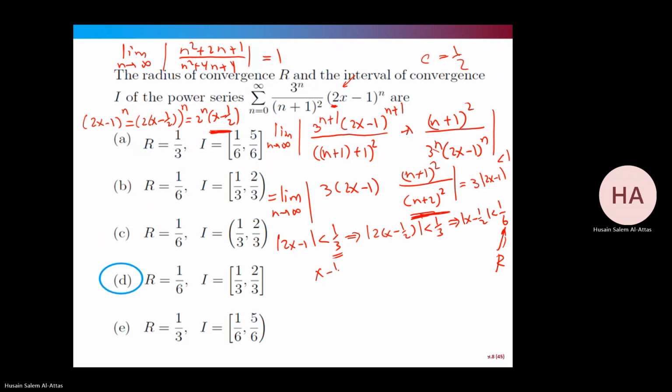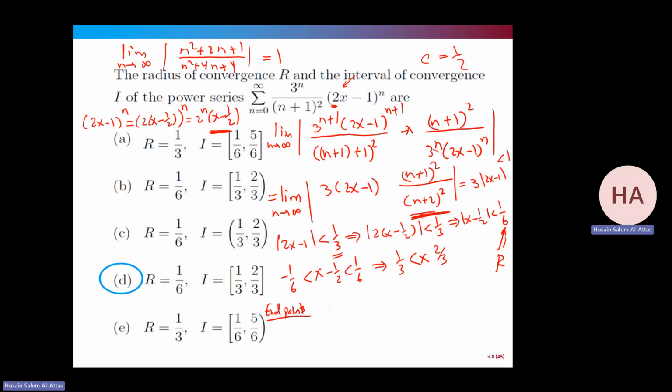Now continue. I have x minus half between minus 1 over 6 and 1 over 6. So I have x between what? Take half. Half is 3 over 6. That will be 1 over 3. Take half on the other side: 1 over 6 plus half, 3 over 6. That will be 4 over 6. That will be 2 over 3. Now endpoint.